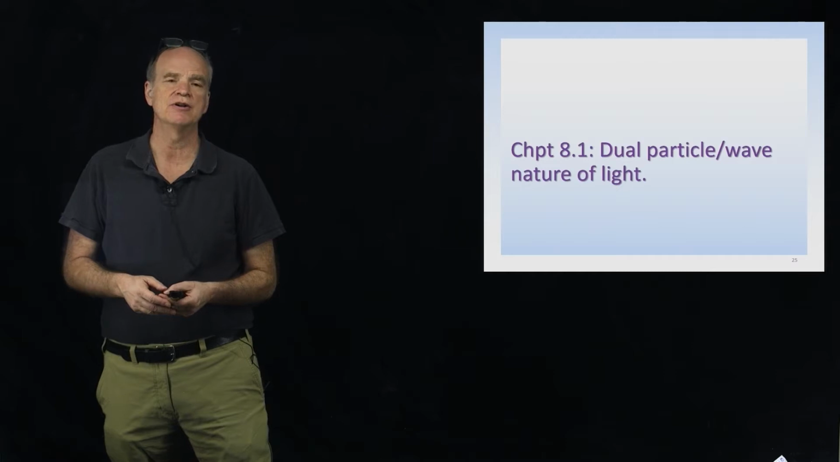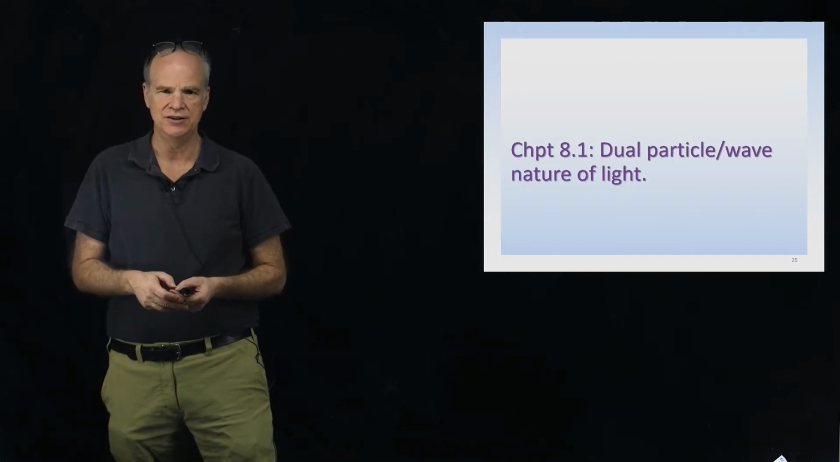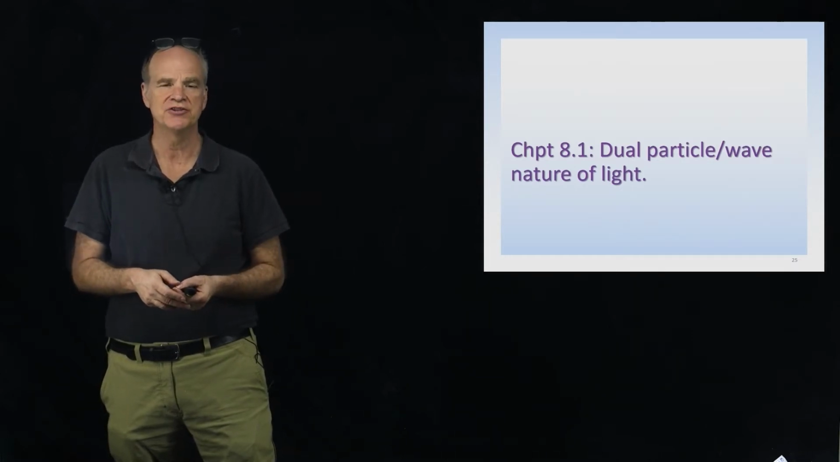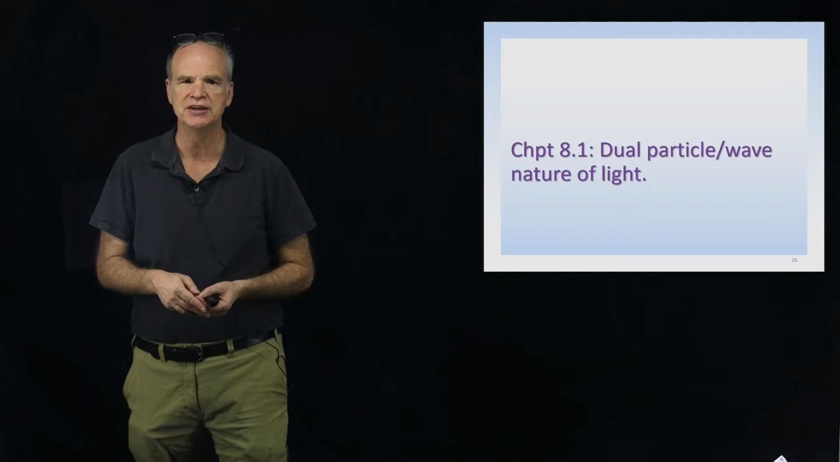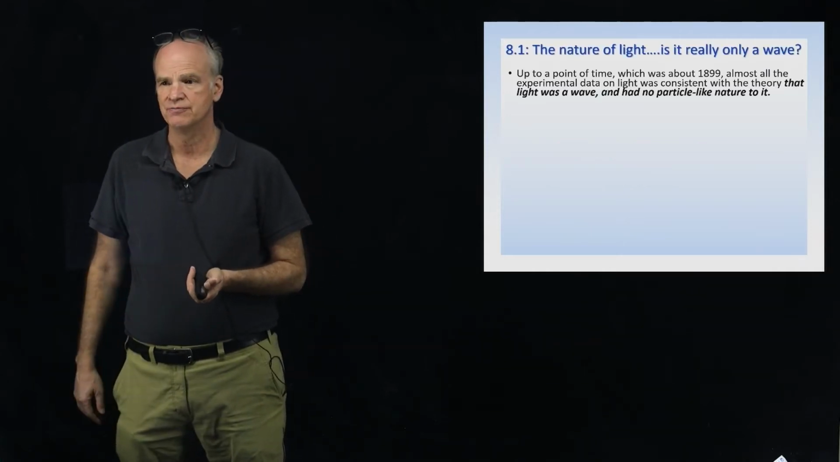And so now what I want to talk about is how there really is a duality with light, and that in some experiments light can be thought of as a wave, as we sort of talked about previously, but in other experiments light can be best described as a particle.